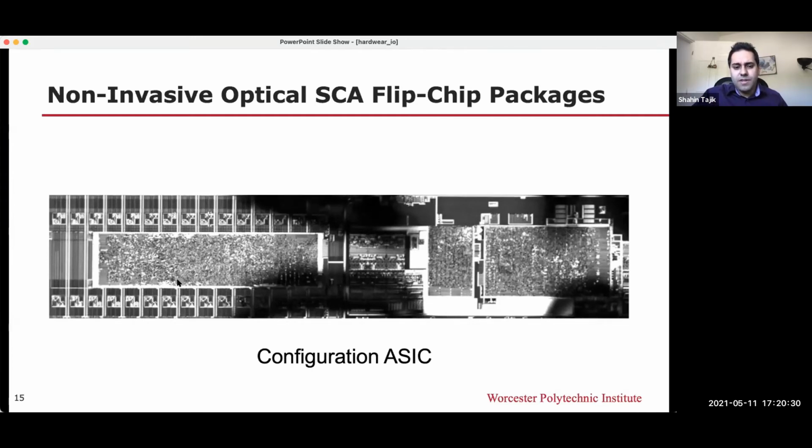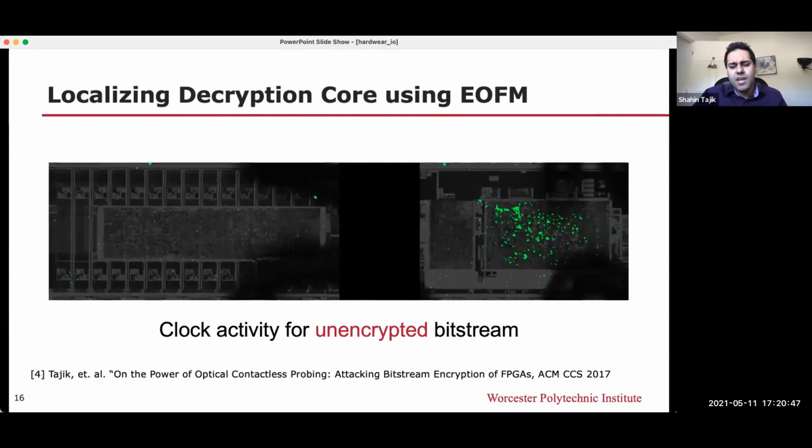There you see we found probably three different structures here, but we still don't know where to look. Now optical probing comes into play, first the technique EOFM, electro-optical frequency mapping. We did some analysis. We configured the FPGA in a loop with an unencrypted bitstream, did EOFM, and looked for the clock frequency, for gates switching with the clock frequency. Only the right side of this device becomes active.